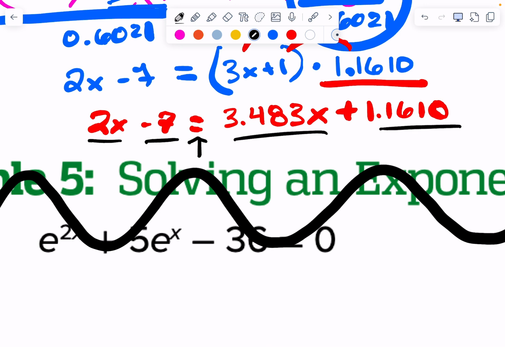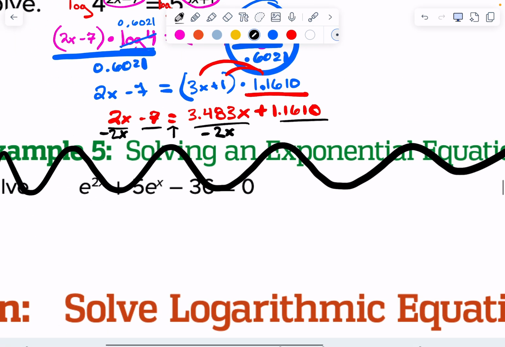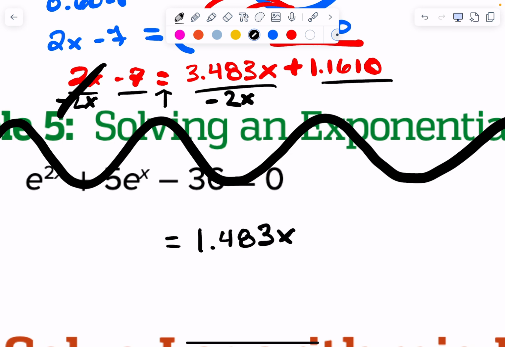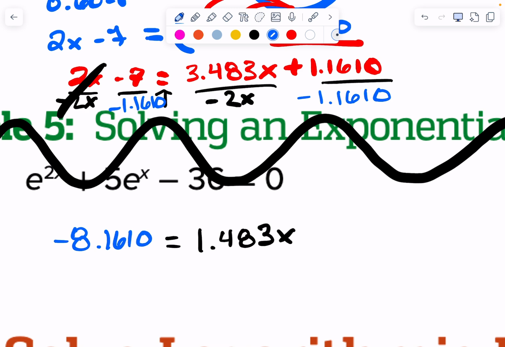Here's my equal sign. We have to get the x's together. Subtract 2x. You can do that in your head. So 2x goes away. What's 3.483x minus 2x? 1.483x. And then I'm going to subtract the 1.1610. Negative 7 minus 1.161 is negative 8.1610. Why do we need the 0 at the end? You don't.